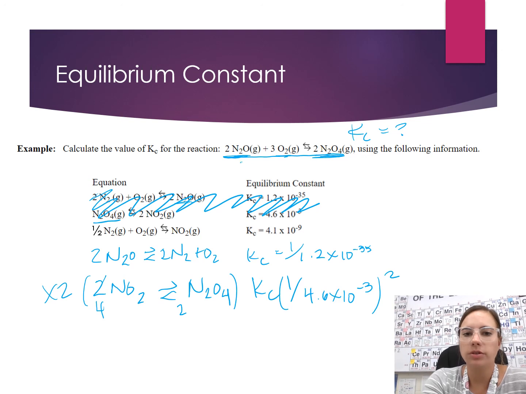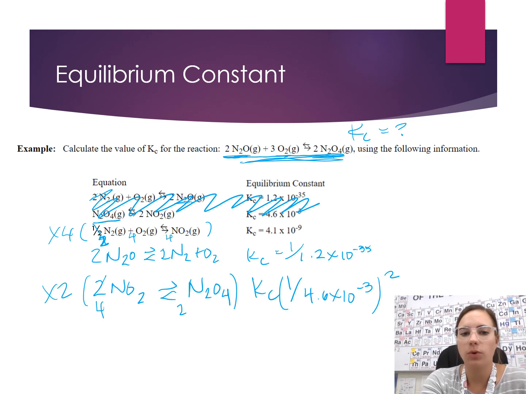Well, NO2 is not part of my overall reaction, so I need to get rid of these NO2s. So I'm going to multiply this by 4. That also makes sense because when I do that, the coefficient for N2 becomes 2, and I need those N2s to cancel as well. So now I have 4 oxygens, 4 NO2s. Now, because I multiplied through by 4, I have to raise this K value to the 4th.